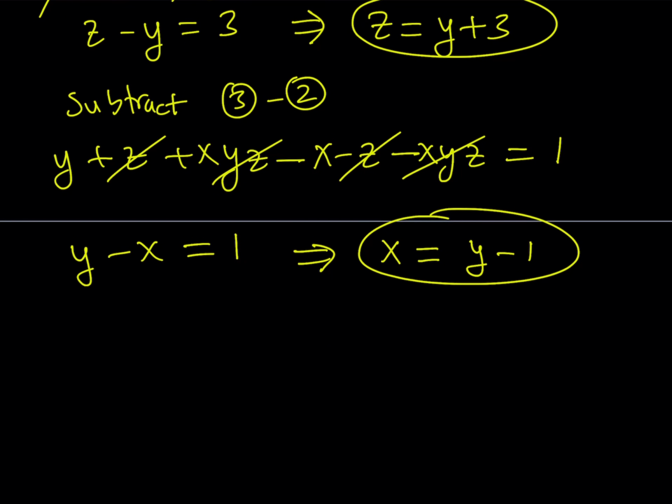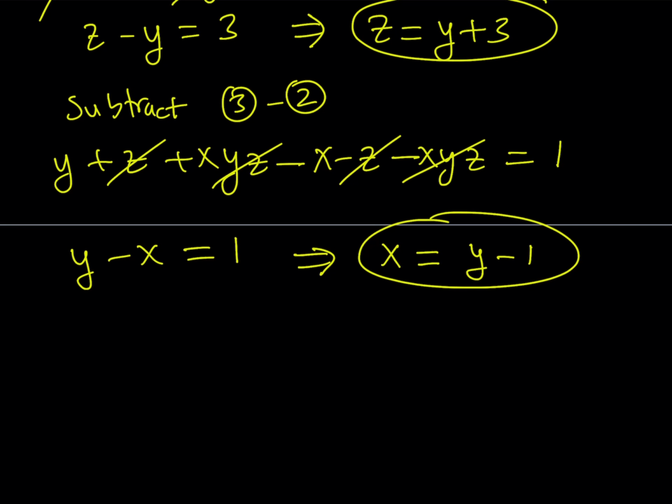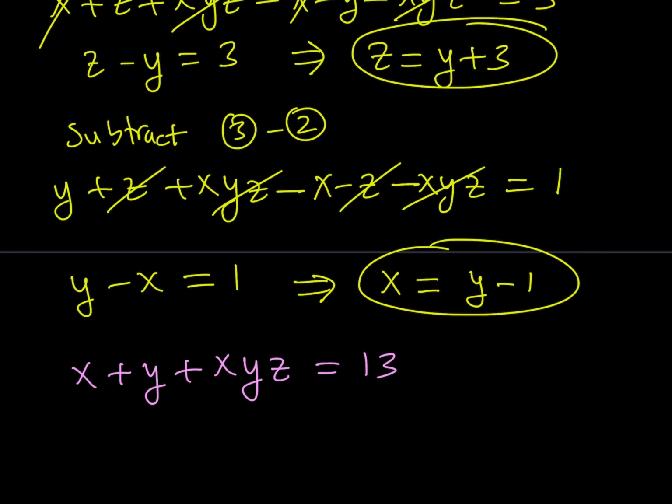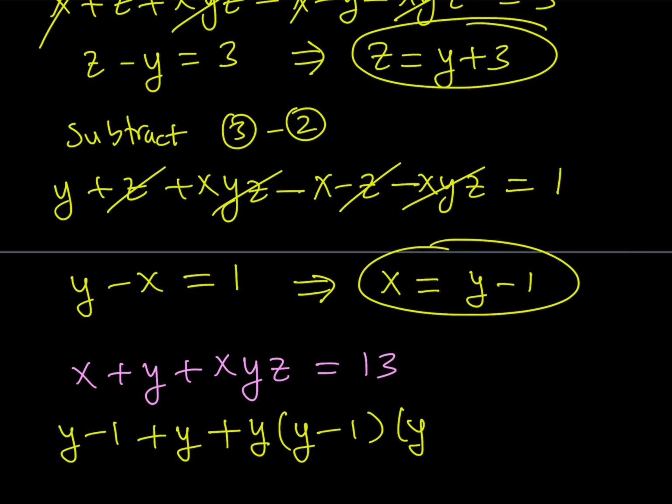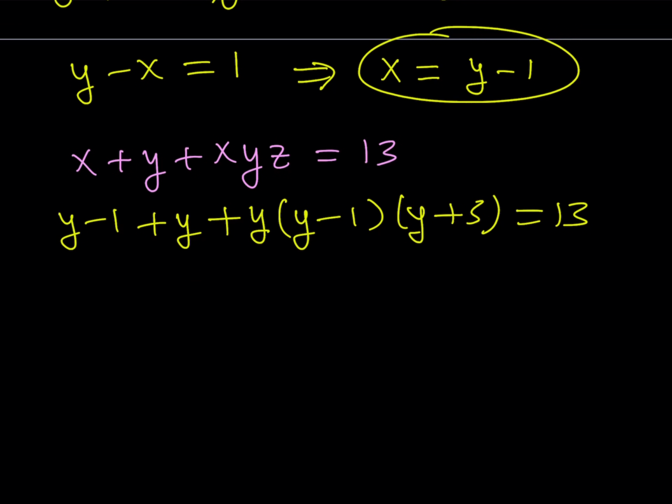Now let's remember what the first equation was. Our first equation was x plus y plus xyz equals 13. Great. Now let's go ahead and substitute z and x into this equation. x will be replaced with y minus 1, y will stay the same, and z will be y plus 3. So let's just write it like this: y times y minus 1 times y plus 3, and the whole thing is equal to 13. Okay, let's go ahead and simplify this.